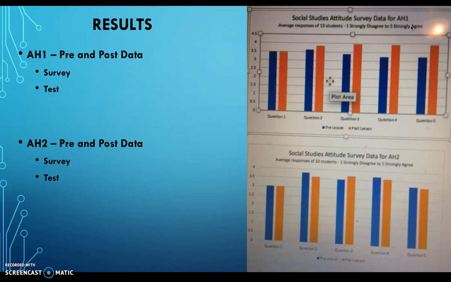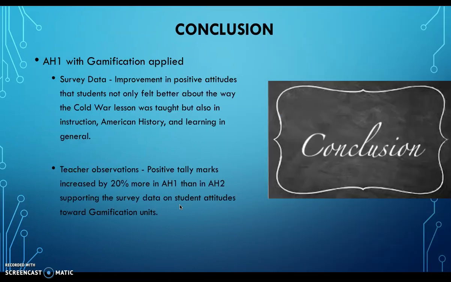AH2, the pre and post survey data was a little bit different. It was a little bit more mixed. The first question stayed the same, and the second question was a decrease of 4%. The third question was an increase of 4%. The fourth question was a decrease of 2%. And the fifth question was a decrease of 10%. So that data is kind of all over the place. I don't know if students' attitudes were changing because they're just tired of school at this point or what, but I'm not sure. But it is definitely in the opposite direction of the other group.